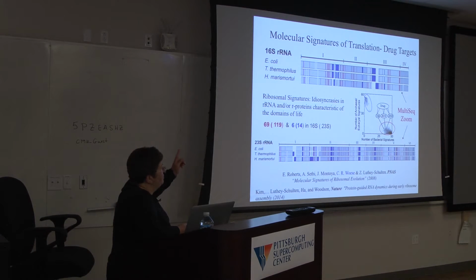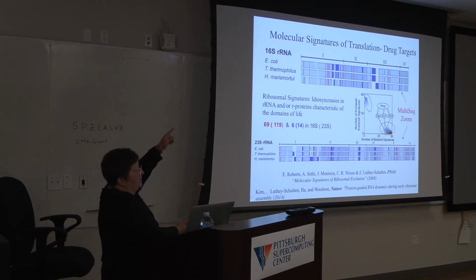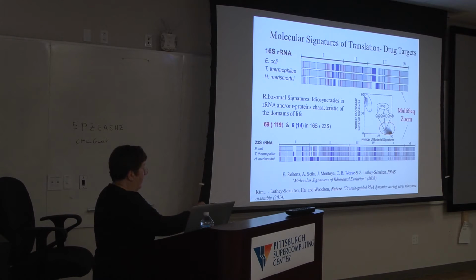Now, the minute you think about it, those signatures are idiosyncrasies of RNA or other proteins that are characteristics of the three domains of life. And if you're trying to make a drug to kill off a bacteria, you might think about trying to get a drug that knocks out the signatures in the bacteria, but not in you, right? So here's a real popular place that people look on the bacterial genome to try and knock it out.